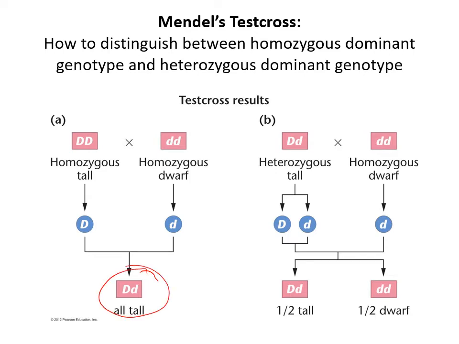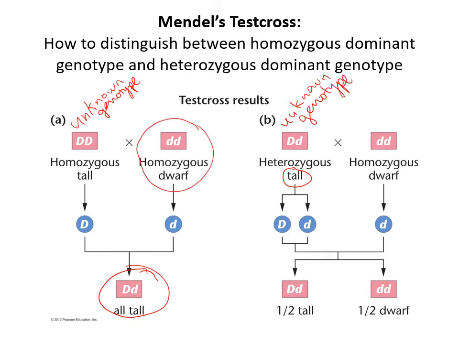Tall is dominant, dwarf is recessive. When you cross the unknown, so we can refer to this one, normally it would be the dominant looking one, it is an unknown genotype. And same here, your dominant looking one is an unknown genotype. What you do is you cross it with the recessive.